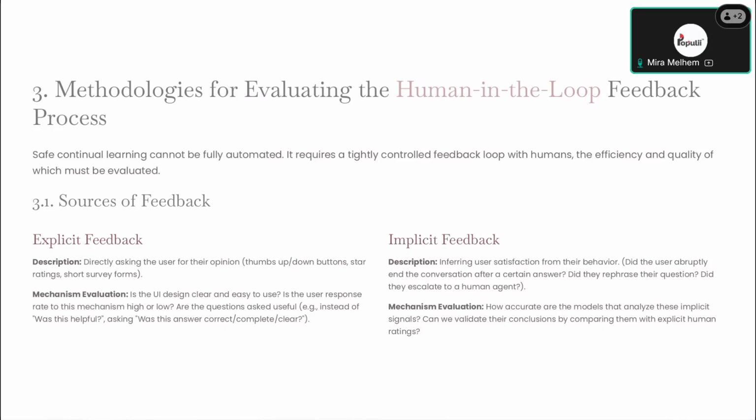Because humans play a key role, we also need a way to evaluate how effective this feedback loop actually is. So let's look at the two main sources of feedback and how we evaluate each one. The first one is explicit feedback. This is the feedback users give directly, the things that they intentionally tell us.